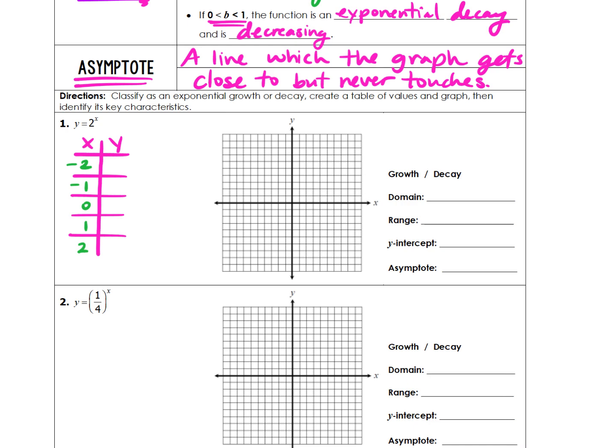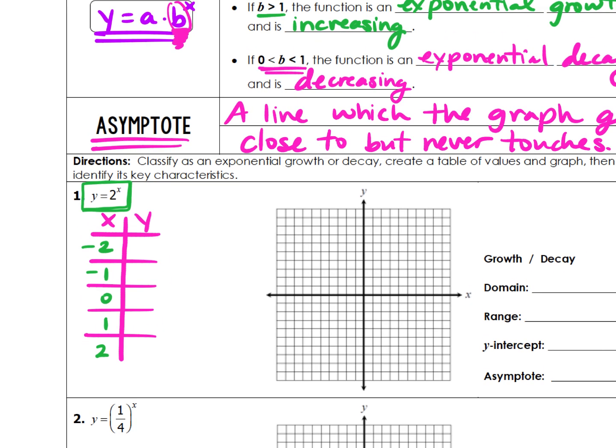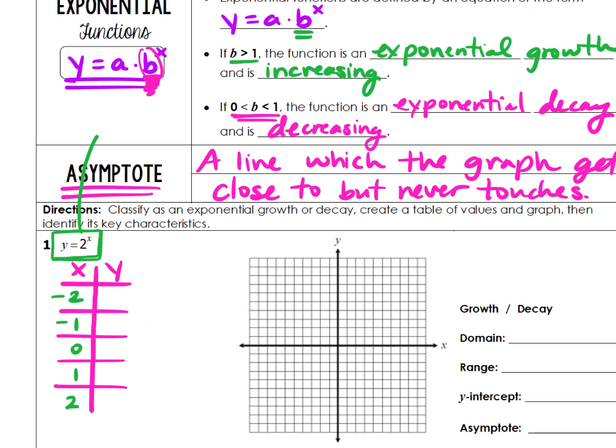Okay, so here's what I want you to look at. The equation that we're going to graph right now looks like this. Now, think back to what we set up here. If b is greater than 1 versus if b is some number between 0 and 1. Looking at this equation, y equals 2 to the x power, do you think this is exponential growth or exponential decay? Growth. Why is it growth?